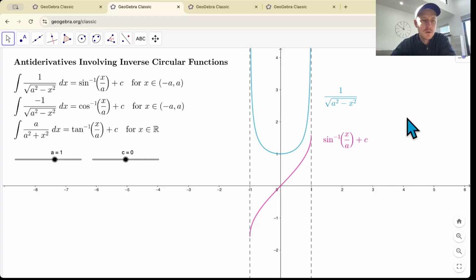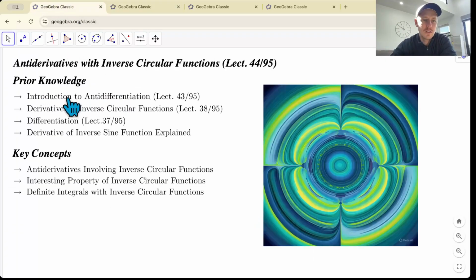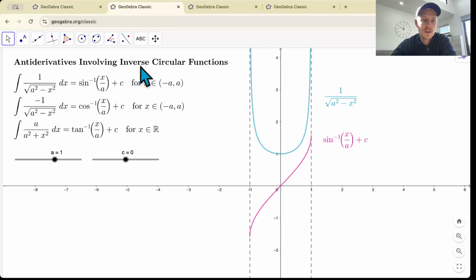A bit of a giveaway here, but antiderivatives involving inverse circular functions basically have these rules. In the previous video on derivatives of inverse circular functions, you'll realize that we came up with the condition that if you take the derivative of these functions, you get these functions on the left-hand side. So that should imply that if we take the antiderivative of this function here, we'll get our inverse circular functions.